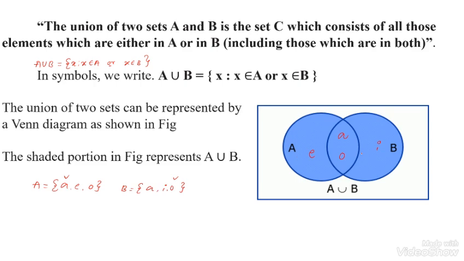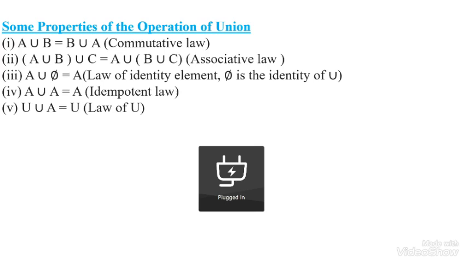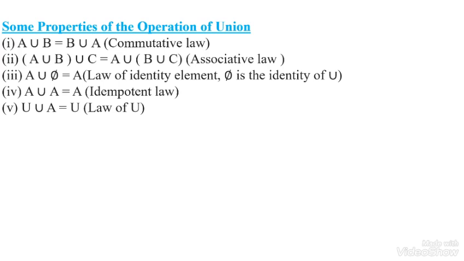Now let us move on to some properties. Okay, we will discuss the properties regarding the operations of union of sets. Let us take the first operation, that is A union B is equal to B union A. Okay, A union B is equal to B union A. It is the commutative law. So I will take one example. Based on the example, I will prove the property here.